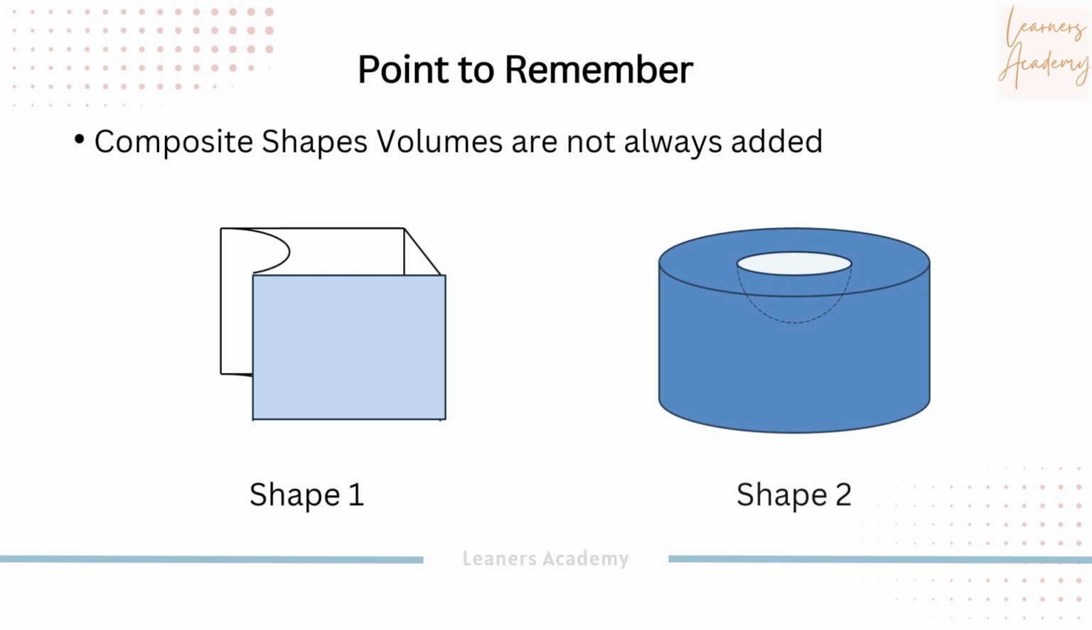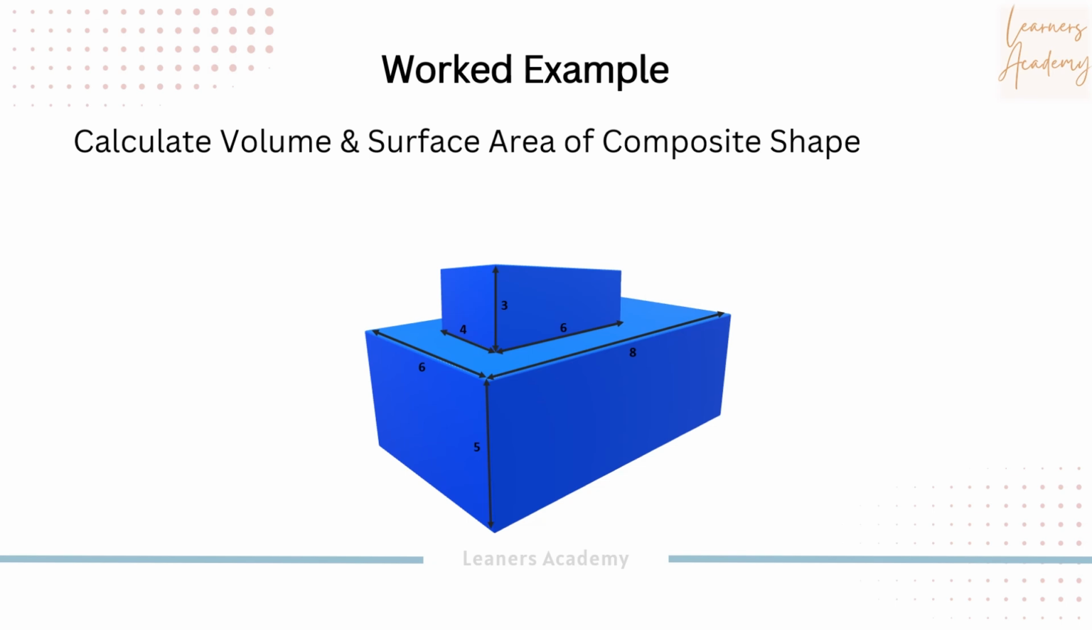In shape 2, the volume of the composite shape is equal to the volume of the cylinder minus the volume of the semi-sphere inside it. The surface area of this shape is equal to the surface area of the semi-sphere and the surface area of the cylinder minus the area of the circular region of the semi-sphere. Let's do some examples to gain the required confidence.